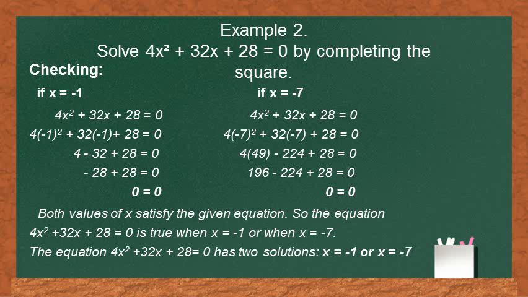So the equation 4x squared plus 32x plus 28 is equal to 0 is true when x is equal to negative 1 or when x is equal to negative 7. The equation 4x squared plus 32x plus 28 is equal to 0 has two solutions. x is equal to negative 1 or x is equal to negative 7.